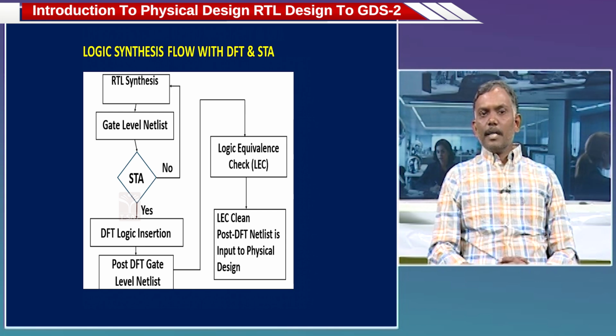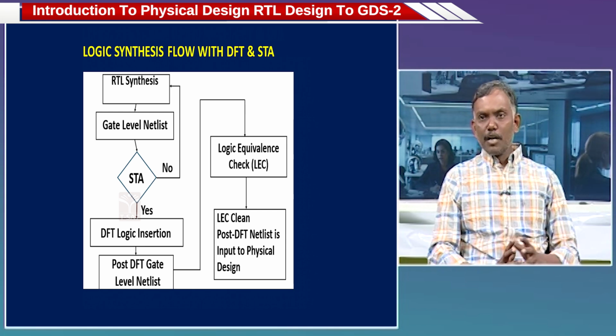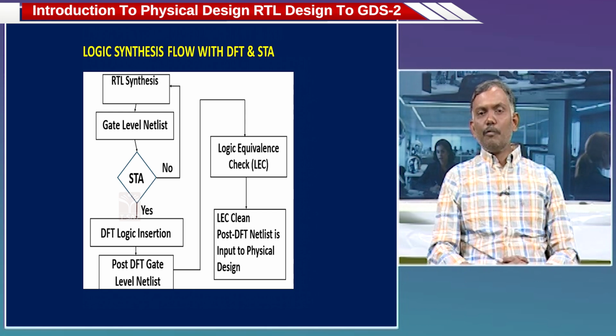First is RTL synthesis. Already we discussed converting RTL to the gate level netlist by meeting PPA, and the output is the gate level netlist. Once we get the gate level netlist from the synthesis tool, we need to check for STA. STA means static timing analysis. We need to do the static timing analysis, whatever we discussed so far: the timing equation, clock to Q delay, T logic plus setup time requirement should be less than the clock period.